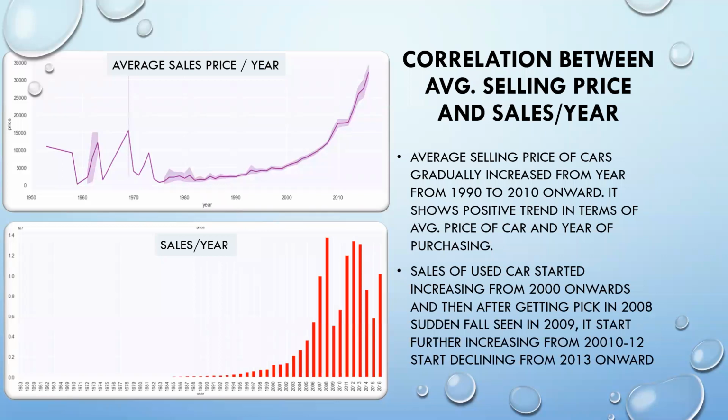We have drawn a plot which shows the relationship between average selling price and sales per year. The first plot on top says that the average selling price has increased from 1990 to 2010 onward, and further it is increasing, so it is showing a positive trend. But the second plot shows that sales per year increased from 2000 to 2008, had a sudden fall in 2009, started increasing again from 2010 to 2012, and started declining from 2013 onward.